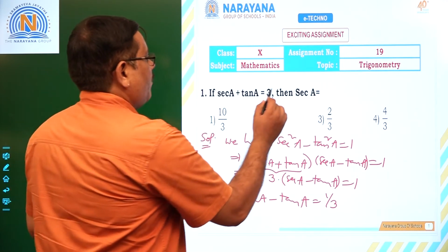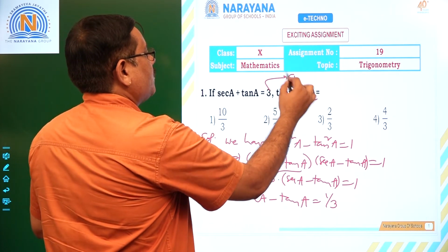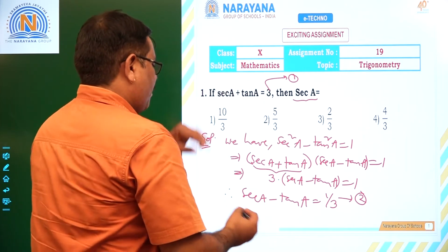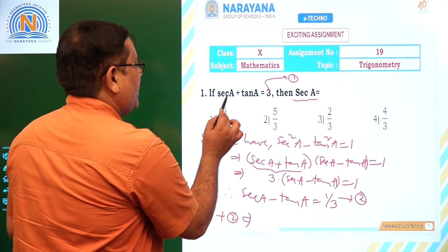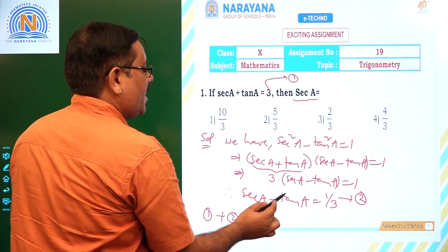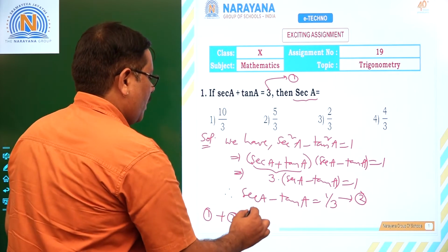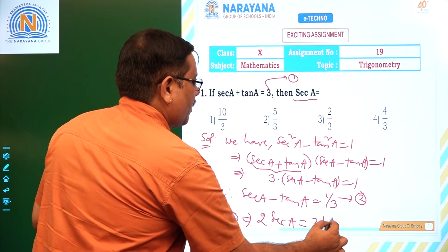Now, how to solve it? You want secant A. So, if at all the given you take as 1, this result as second equation, let us add up. 1 plus 2 implies. If you add up, what happens? Secant A plus tan A is 3. Secant A minus tan A is 1 by 3. Plus tan A minus tan A cancels. What do you have now? 2 times of secant A, that is going to be 3 plus 1 by 3.